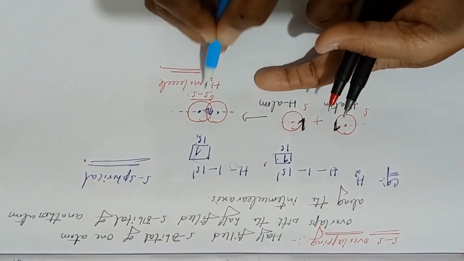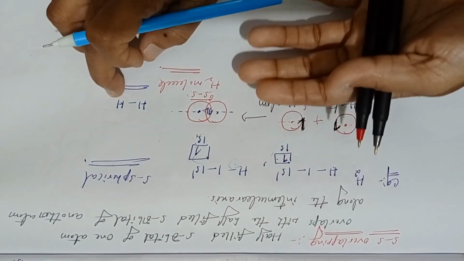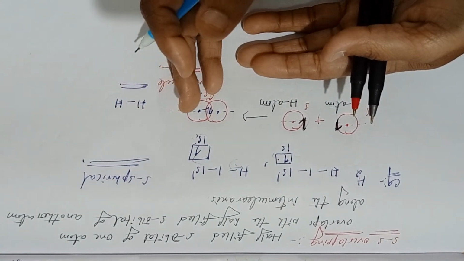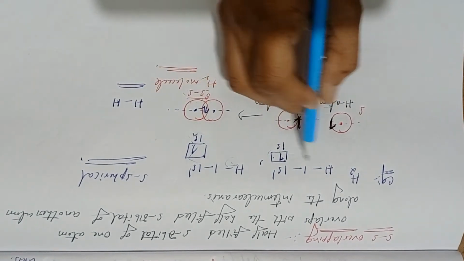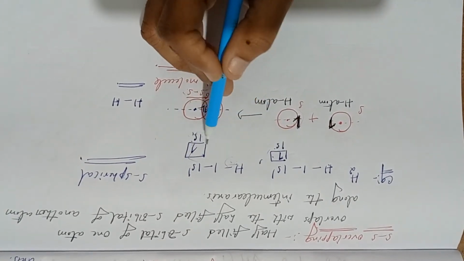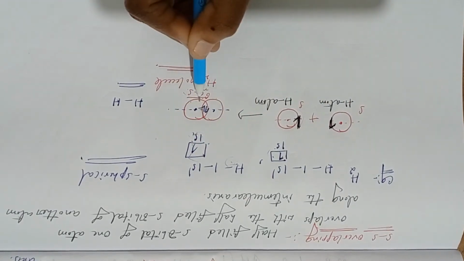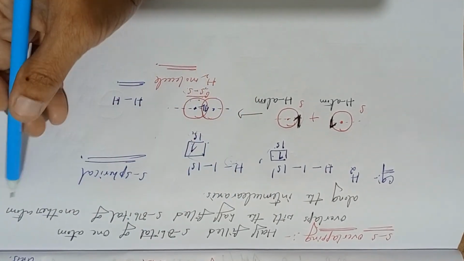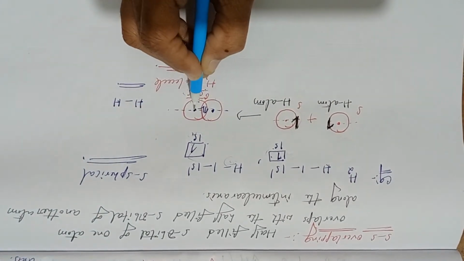Understanding, students? Between the two hydrogen atoms, a single bond is formed, H single bond H. A bond indicates two electrons. So this is the SS overlapping. The half-filled S orbital of one hydrogen atom and the half-filled S orbital of another hydrogen atom undergo end to end overlapping, producing a sigma bond. So the half-filled s orbital of one atom overlaps with the half-filled s orbital of another atom along the internuclear axis. This is the internuclear axis. This is the nucleus.